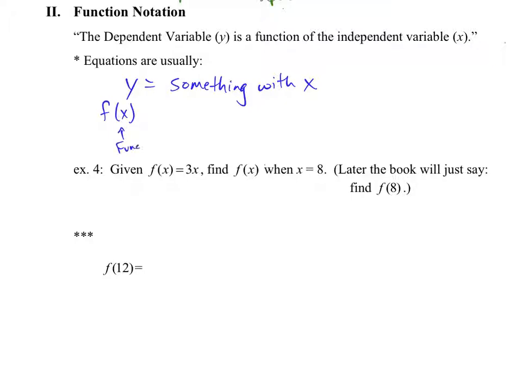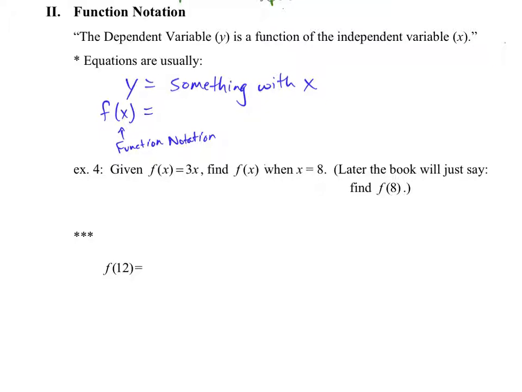So that's function notation. And so it's written, or it's said like f of x equals, so it's not f parenthesis x parenthesis equals. They just say f of x.